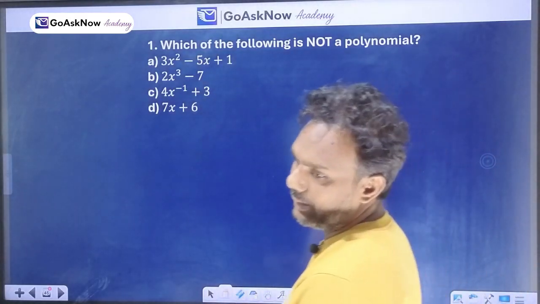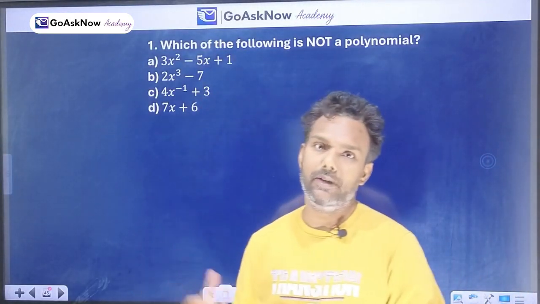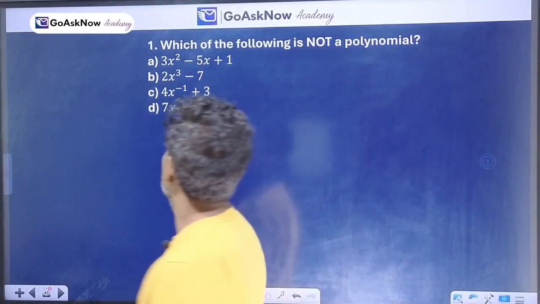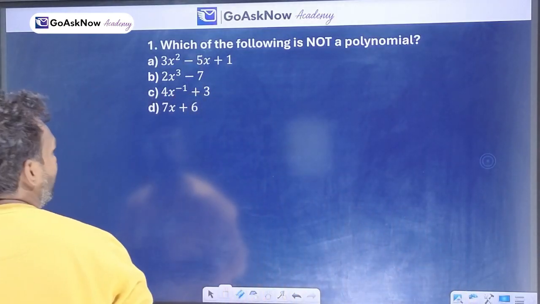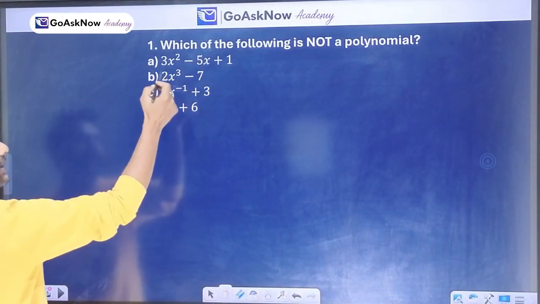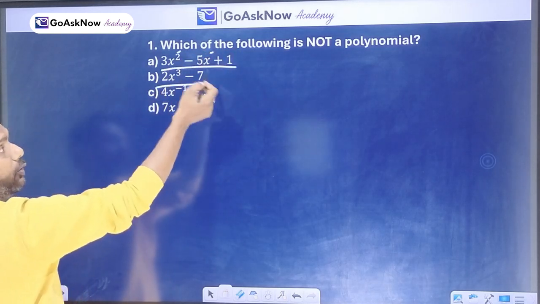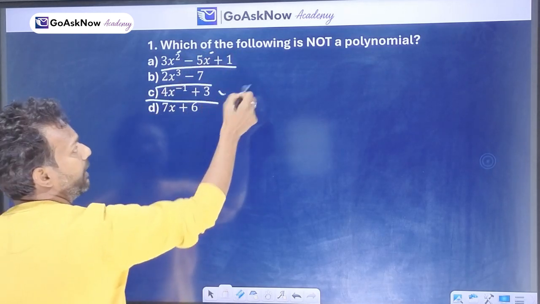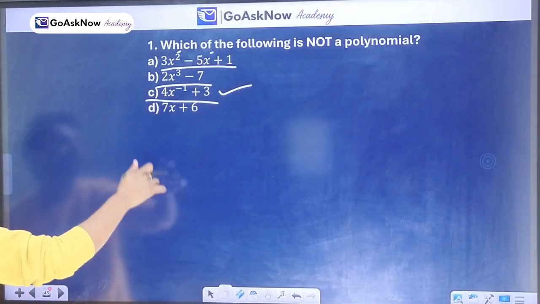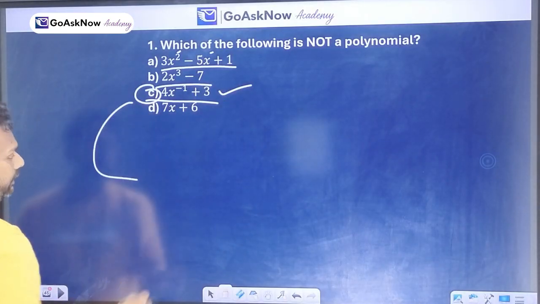So we will now do some MCQs based on the concept we have learned. So first question, which of the following is not a polynomial? Yes, this is a polynomial because powers are whole numbers. This is a polynomial, powers are whole numbers, but this is not a polynomial because the power is not a whole number. So C is the correct answer.